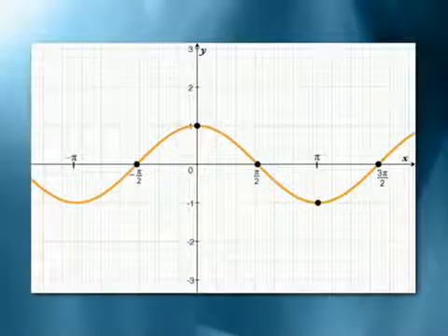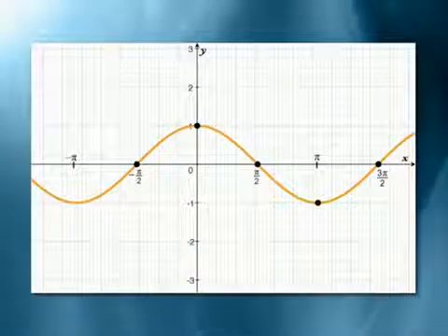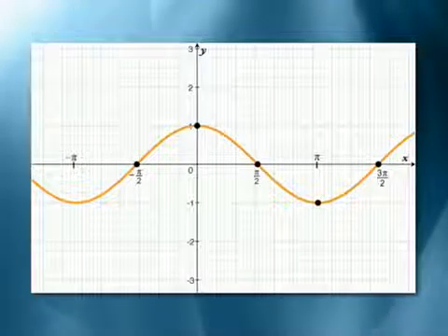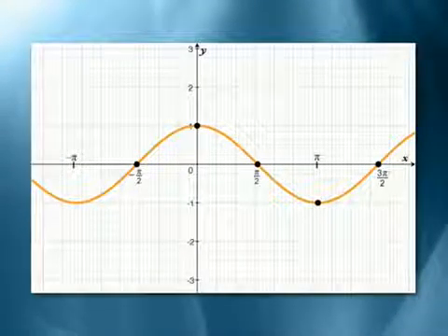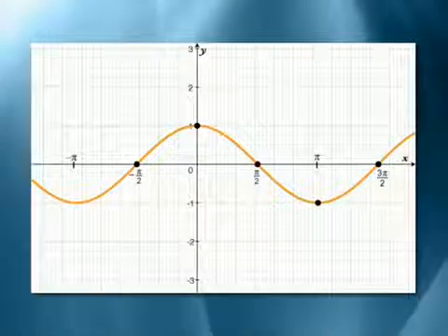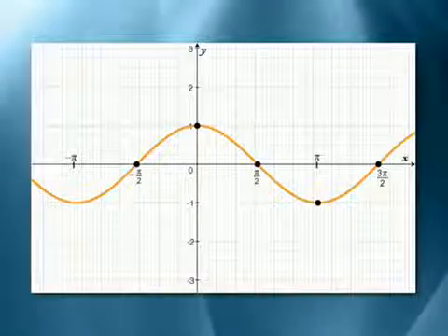Okay, so the cosine graph is very similar to the sine graph. It's now an even function though, isn't it? Notice the symmetry across the y-axis. It's an even function, not an odd function, but it has the same domain and range of the sine function. Domain, all real numbers. Range, minus 1 to 1.